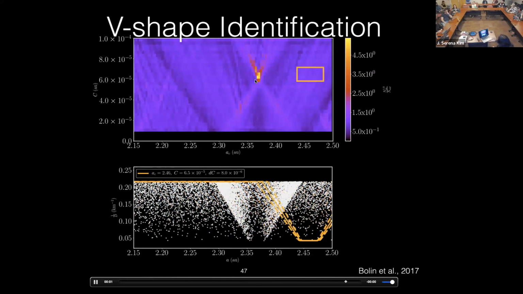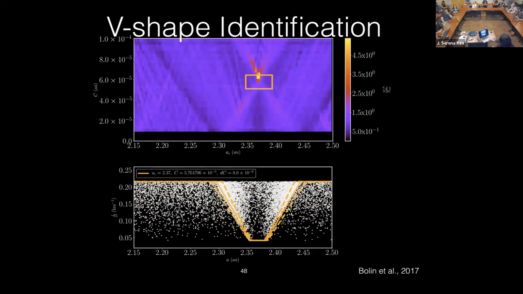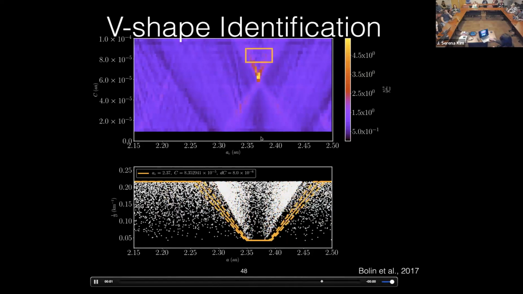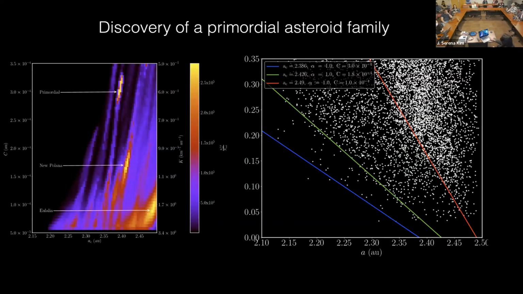And you get a maximum in the metric at the location where the V shape is. And you can do it also in the spreading direction, let's say in the parameter direction that describes the width of the V shape. And we find a maximum along that axis as well, where the center of the V shape is located in semi-major axis space. So we apply this for the entire inner main belt.